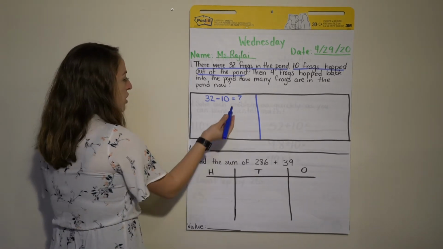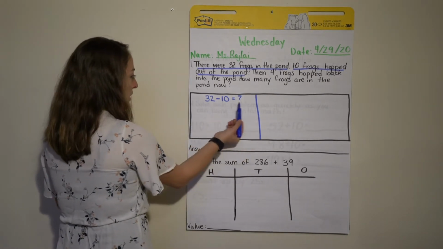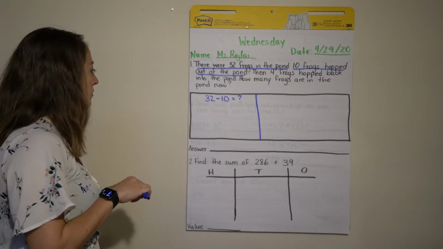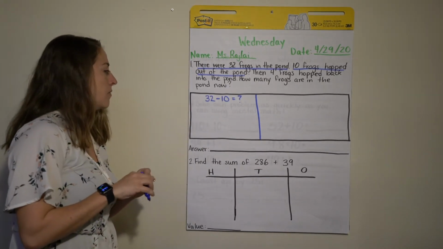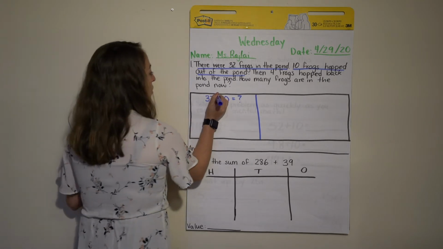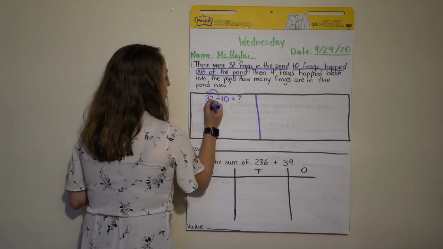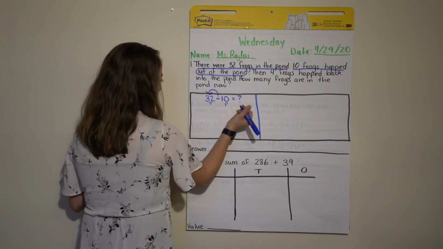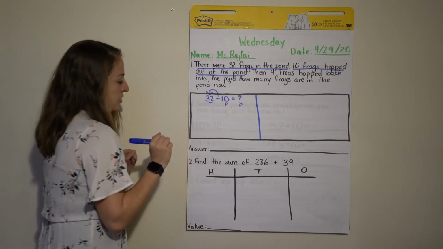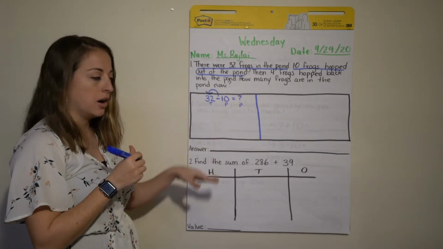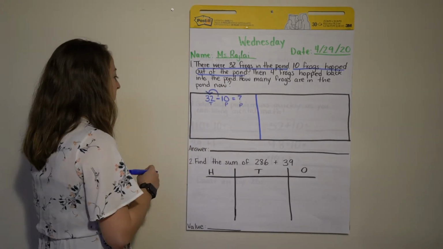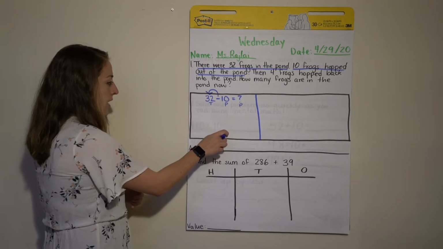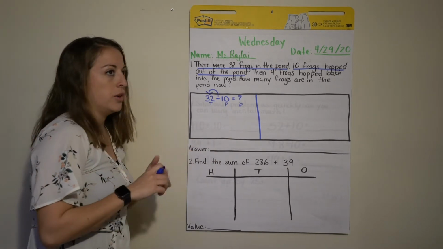So I want you to solve this. So label your total and your parts for this number sentence. Okay, so you know 32 is your total, 10 is your part, question mark is your part. You're missing a part. All right, awesome. Right now you're going to solve this strategy on this side, and then we will move on after that.